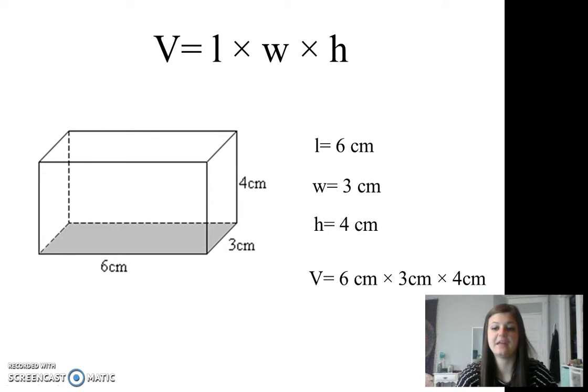After we plug that into our formula, our next step is to multiply these numbers together. Whenever you multiply these together, you get volume equals 72. But we're not finished yet because we need to put the units. And remember that the units on volume are cubed. So our volume is 72 centimeters cubed.